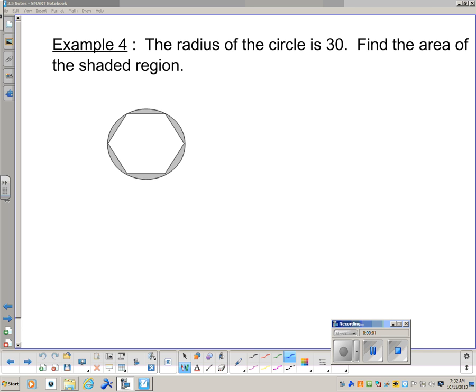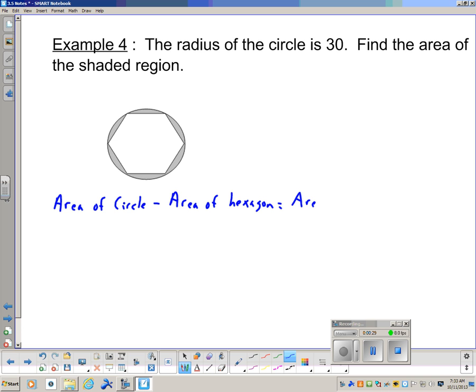So let's continue on 3.5 here, and let's look at this problem here. It says the radius of the circle is 30, find the area of the shaded region. When I'm looking at a problem like this, I think, oh, if I could find the area of my whole circle there, and then I can subtract off the area of the hexagon, and then that would equal the area of the shaded region.